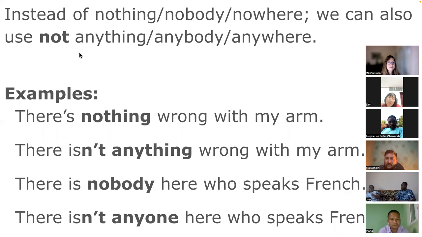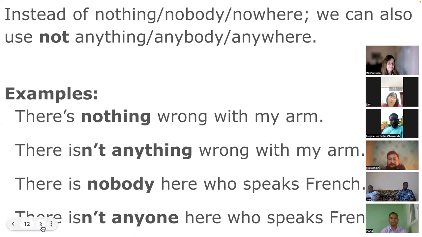Now, a synonym, another way to say nothing, nobody, or nowhere is to say not anything, not anybody, not anywhere. So we could either say there's nothing wrong with my arm, or there is not anything wrong with my arm. There's nobody here who speaks French. Actually, that's not true. I see Pat and John are there and they speak French. There is not anyone here who speaks French. So not anyone is the same as no one or nobody. Is that clear?